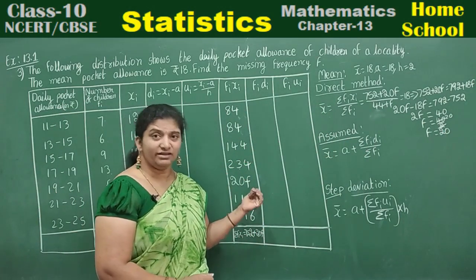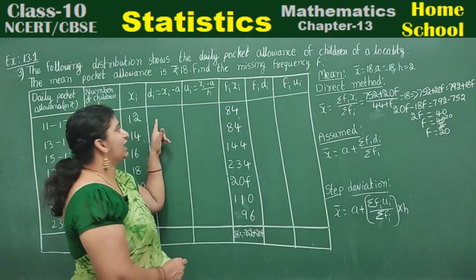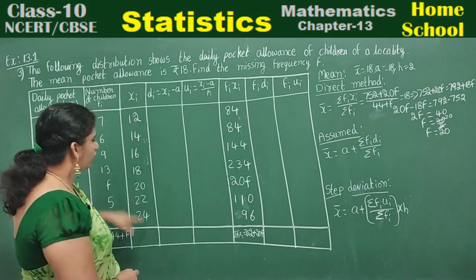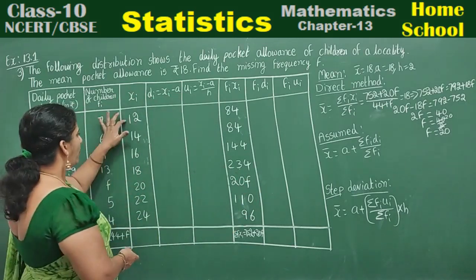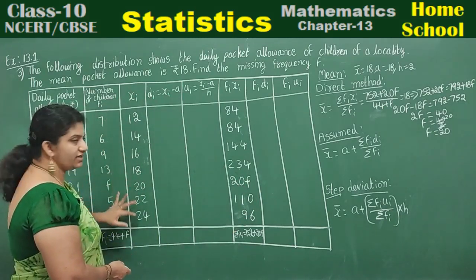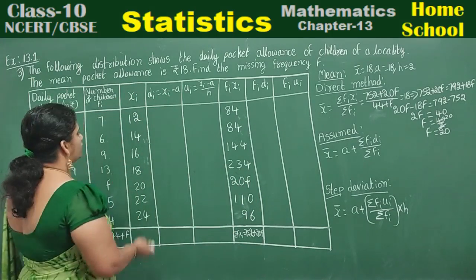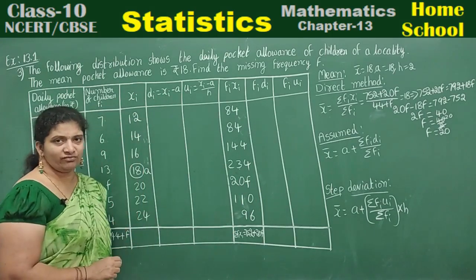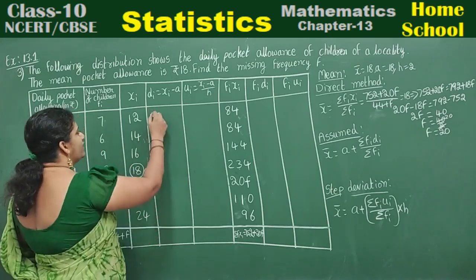Now let's go with the other method. Deviation method, di. First, find A value. In scores, find the middle score. 1, 2, 3, 4, 5, 6, 7. Fourth score. This is A. Assumed value. Now do this one.